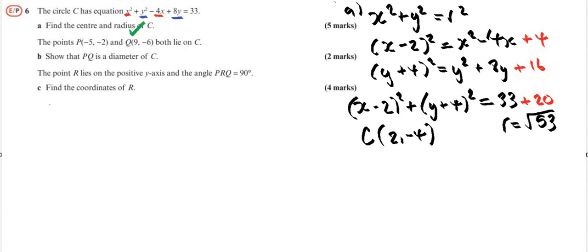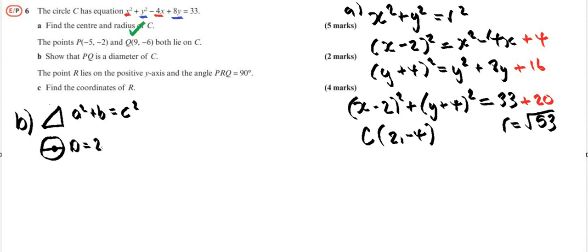Now the points P, minus 5, minus 2, and Q, 9, minus 6, both lie on C. And I've got to show that PQ is the diameter of C. Well, there's a number of ways I can do that. I could use Pythagoras and show that a squared plus b squared equals c squared. This is a circle, and I know the radius, so I could show that the diameter is equal to 2 times the radius. Or I could use the circle again and show that it makes a 90 degree angle.